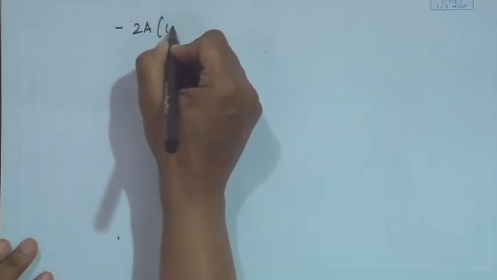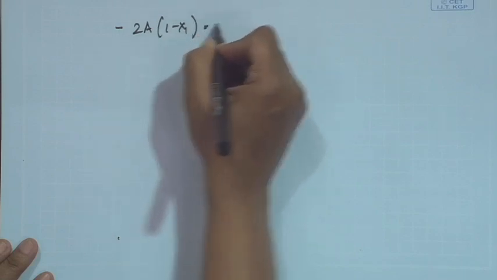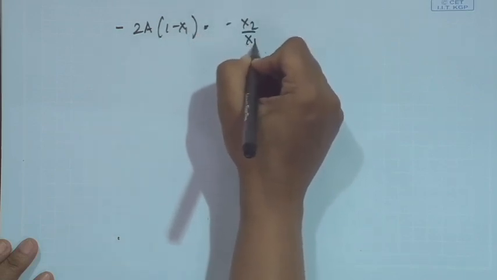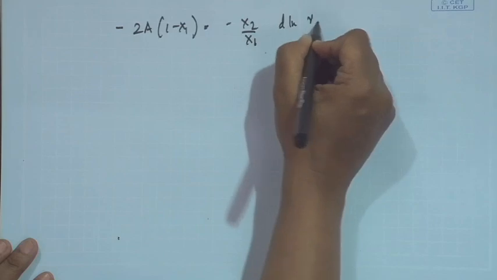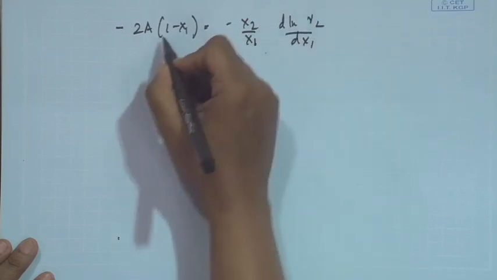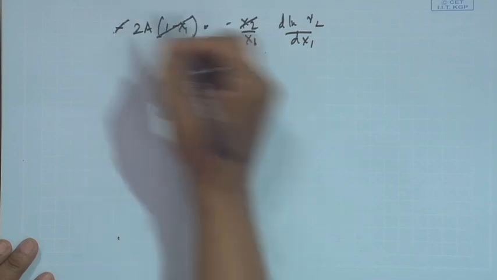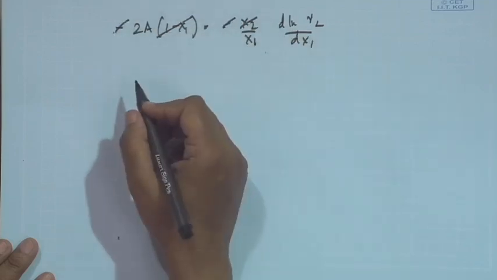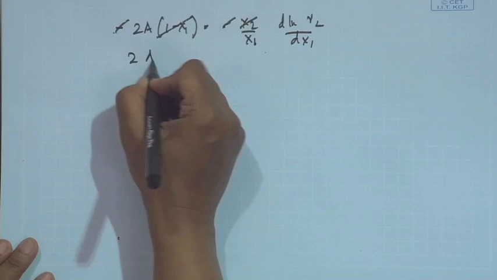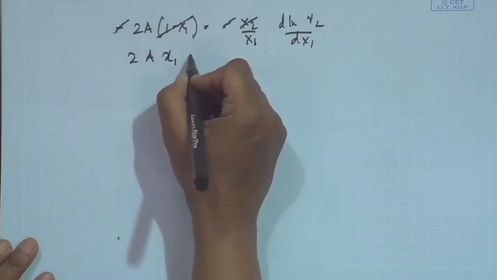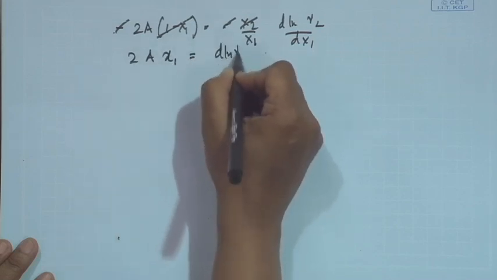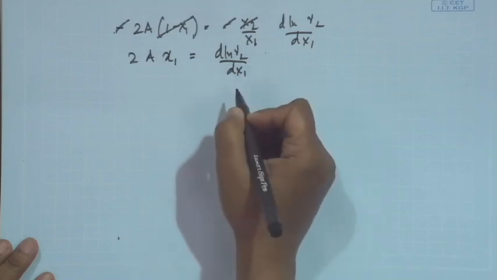So, therefore, this reduces to minus 2a into (1 minus x1) equals minus x2 by x1 d ln gamma 2 dx1. This is nothing but x2, this is also x2, and here it is minus, here also it is a minus. So, the minuses cancel out. What do I get? I get 2a x1 is nothing but d ln gamma 2 dx1, agreed.